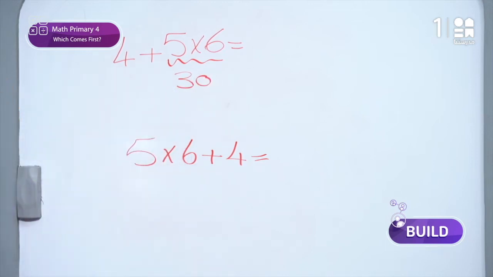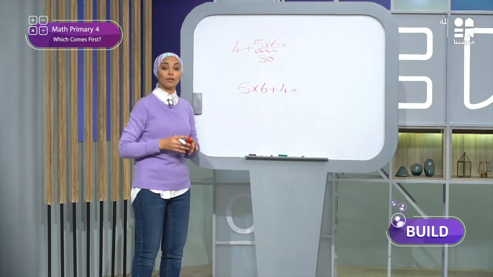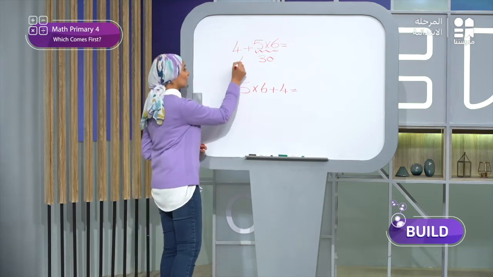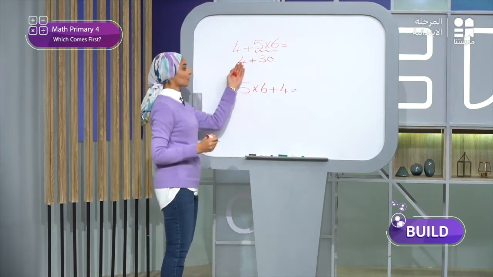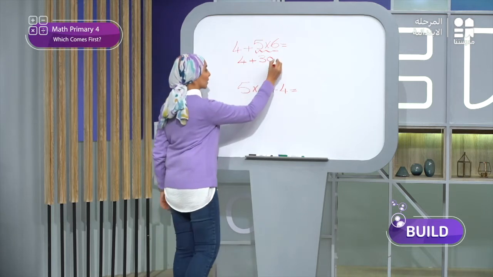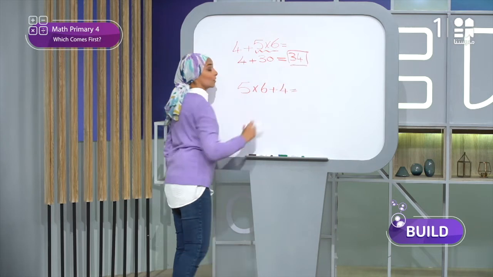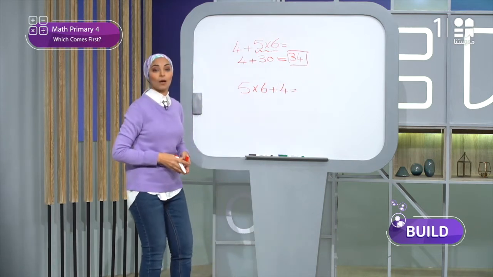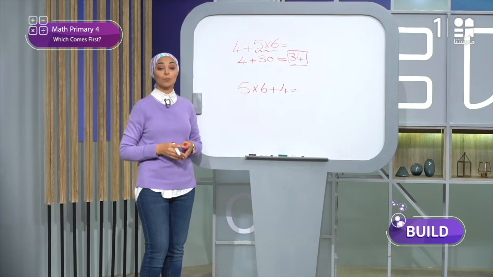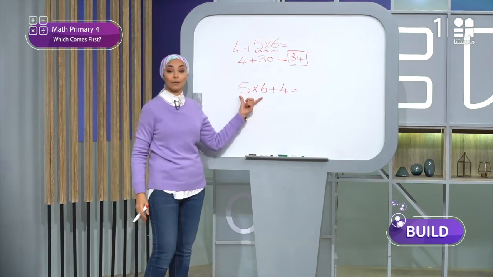And then what should I do? I will add 4 to the 30. So I will do 4 plus 30. Here 4 plus 30 gives me what? Yes, 4 plus 30 equals 34. And this is the answer of the first problem. Now, in the second one, we will multiply first. As we agreed, I do multiplication first.